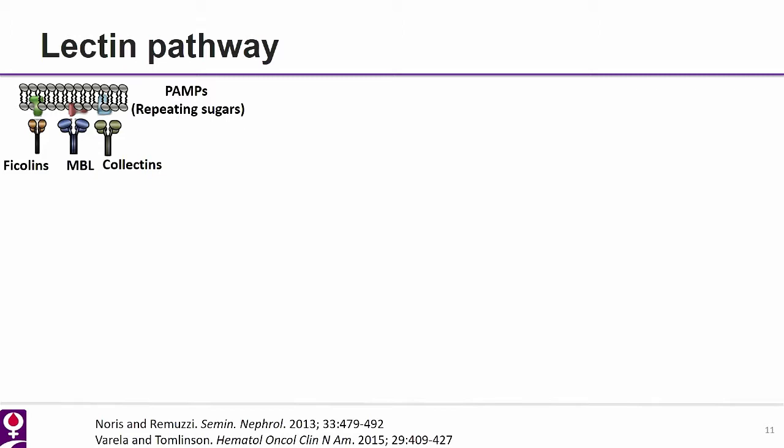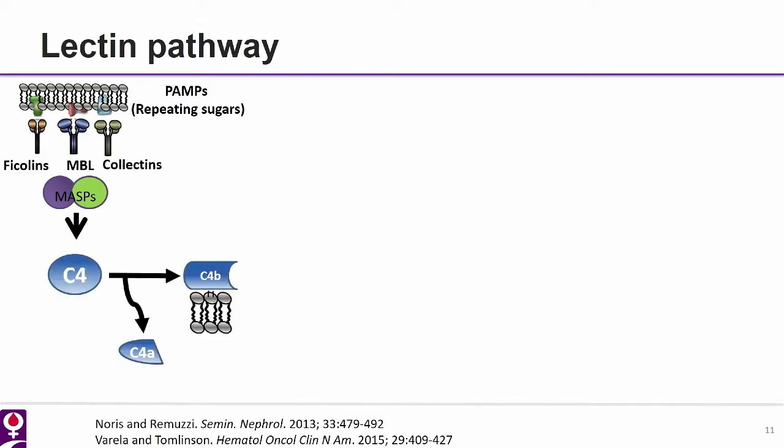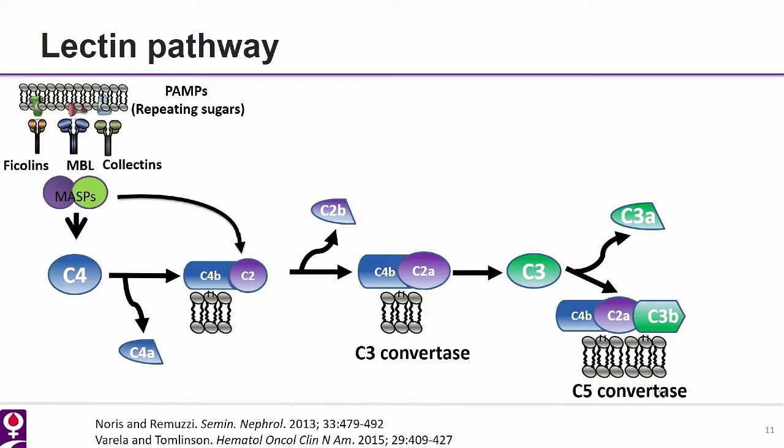So when PAMPs bind to these pattern recognition proteins, then similar to C1 complement, MASPs, that is MBL-associated serine proteases, get activated. This activation leads to the cleavage of C4 into C4a and C4b. Then similar to the classical pathway, C2 binds to it and is further cleaved into C2b and C2a. Then it makes C3 convertase, and similar to the classical pathway, again it makes the C5 convertase. So the lectin pathway and the classical pathway are similar in their subsequent steps, but how they are started is different.